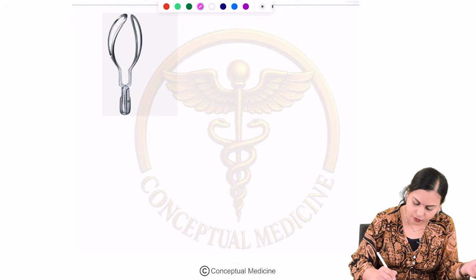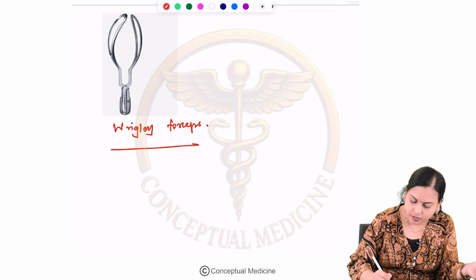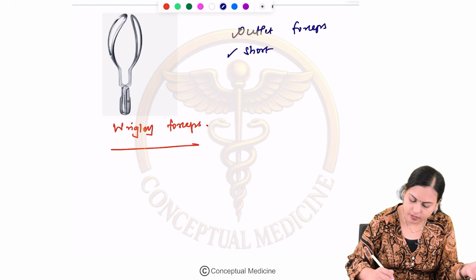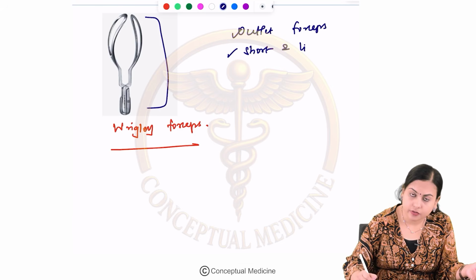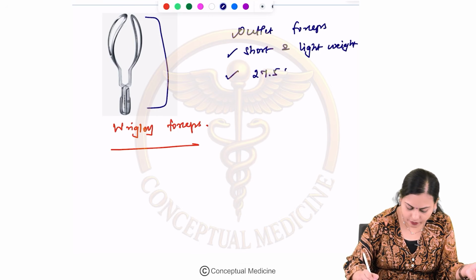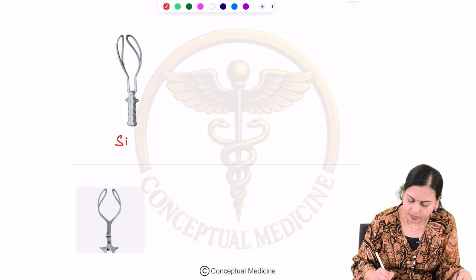Okay. So this forceps is known as Wrigley forceps. Okay. So this is a Wrigley forceps. This forceps is an outlet forceps that is short, okay, and it is of lightweight as well. The total length of the forceps is 27.5 centimeters and the shanks are around 2.5 centimeters. Clear? This is the Simpson forceps.